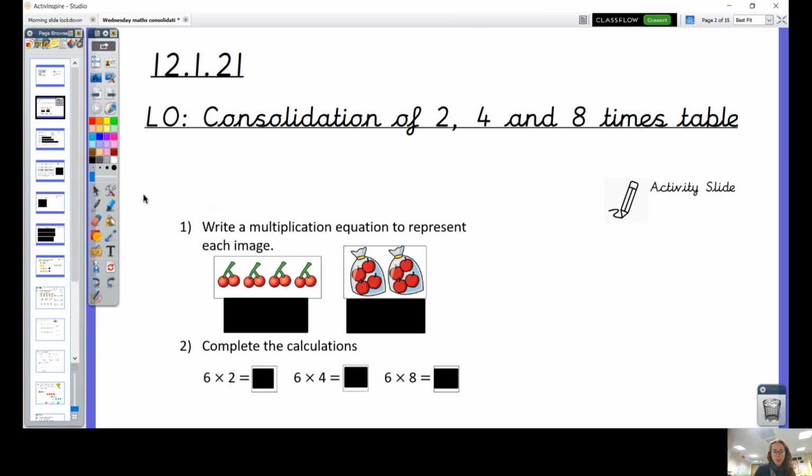I'd like you to have a little go at these first two questions as our review. So number one says, write a multiplication equation to represent each picture. There's actually two you could do for each one. And then number two says, complete the calculations. So pause the video and have a go at that now. That's in your book.